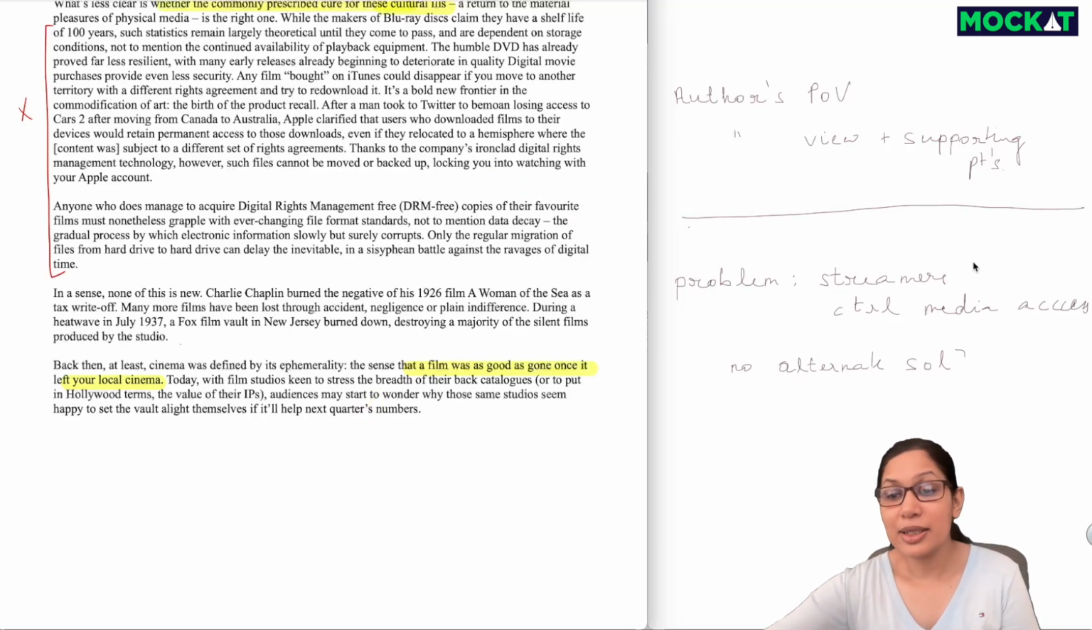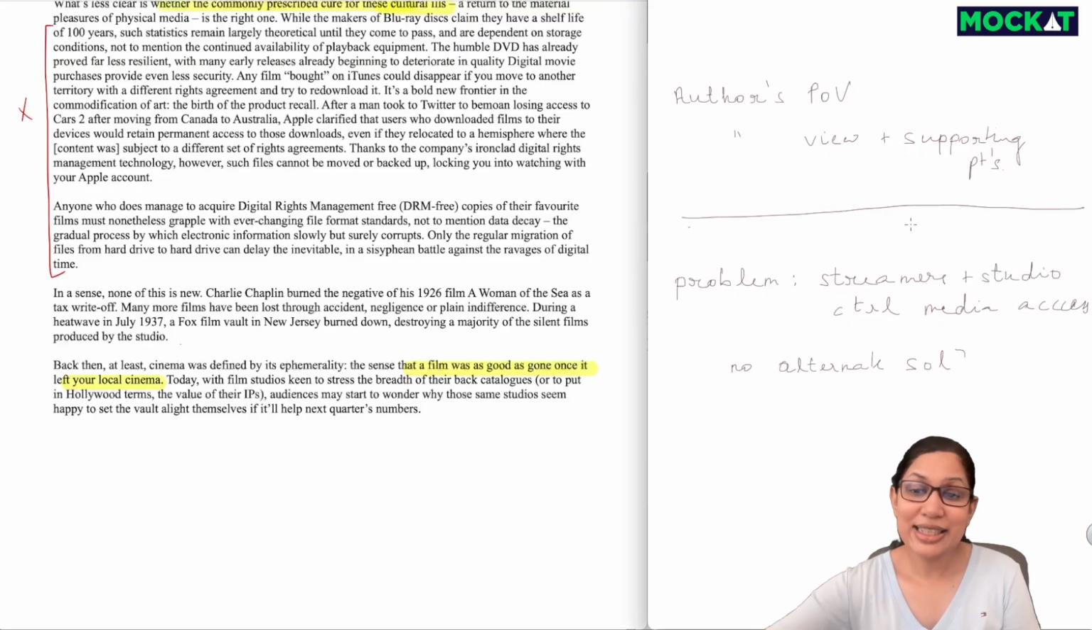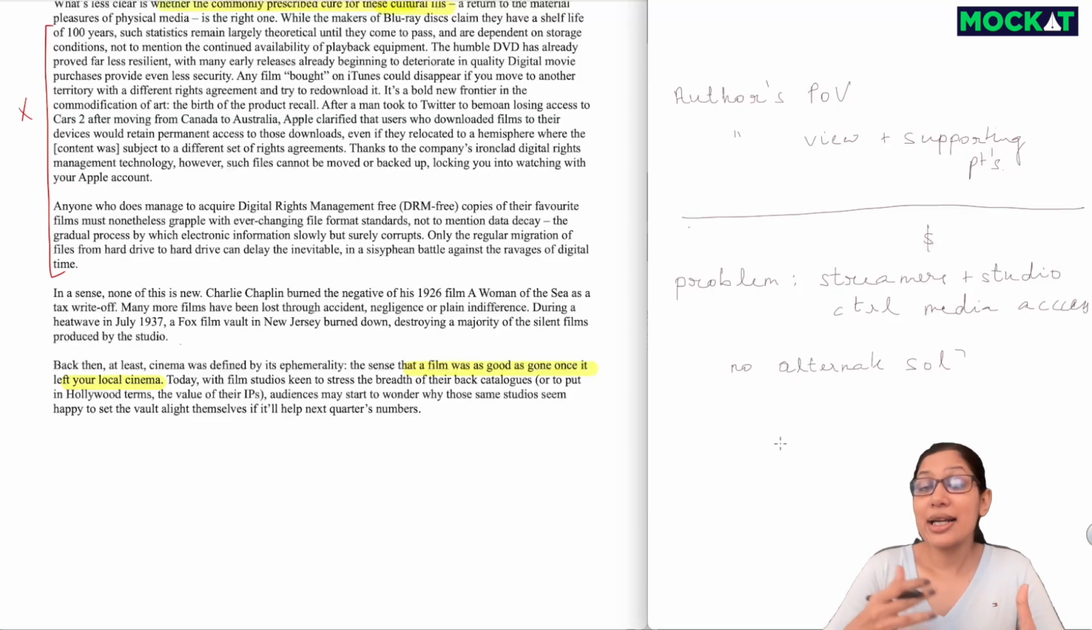So this is a problem. Streamers and studios are controlling media access. They are doing this for their own revenue or their own profit. And unfortunately, we as the audience don't have any alternative solution. But unlike in the past, we are not going to sit quietly. We are probably going to ask them questions. So this, in a sense, is the author's view. And you'll see how I'll use it to solve questions.